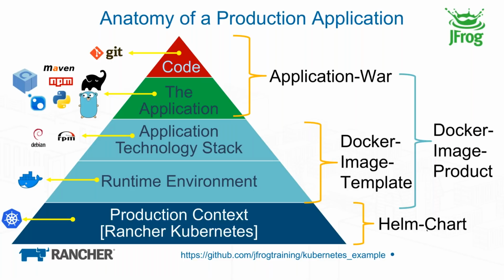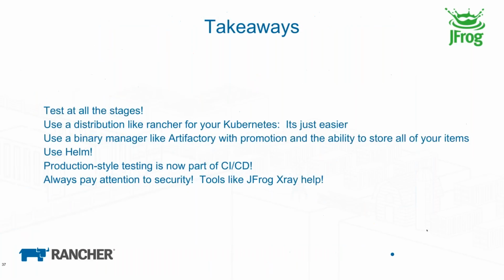And in general, the point is test everywhere, build up from what you had before and increase and improve as you're getting to production grade systems. Use a distribution for your Kubernetes, use a binary manager, use Helm. Production style testing should be part of CI/CD, and always pay attention to security.